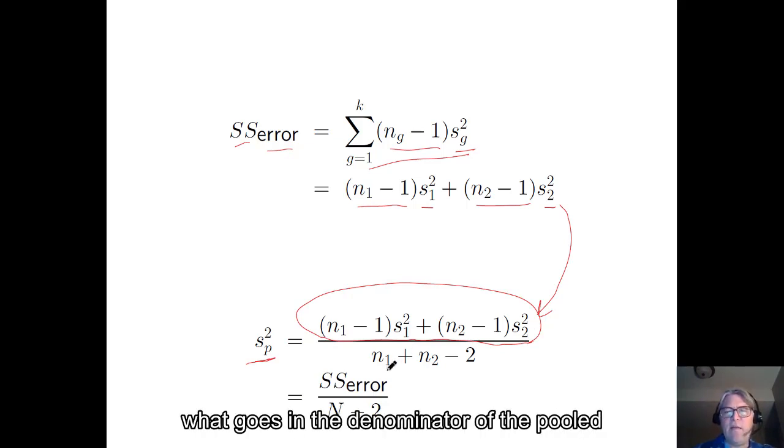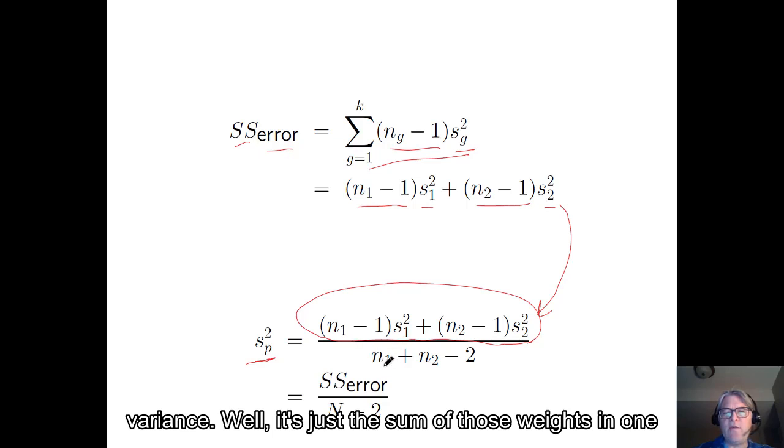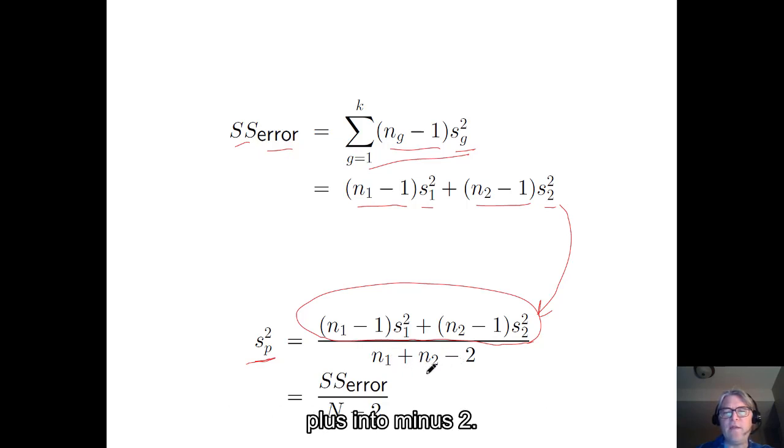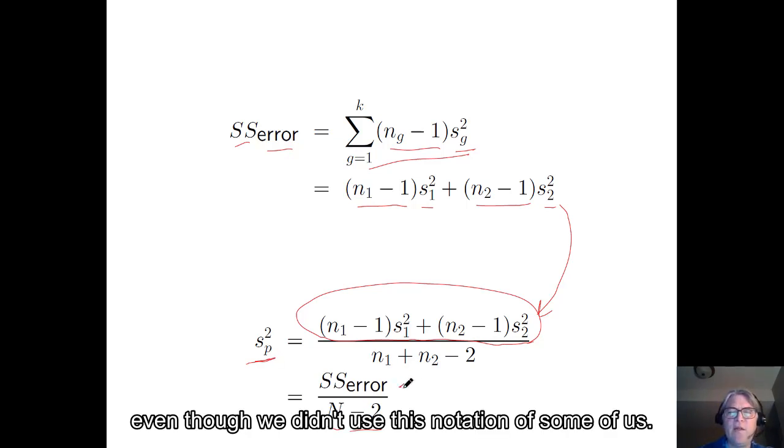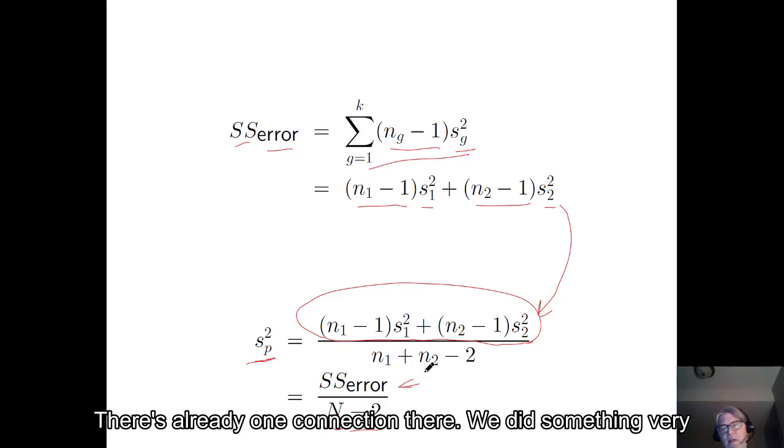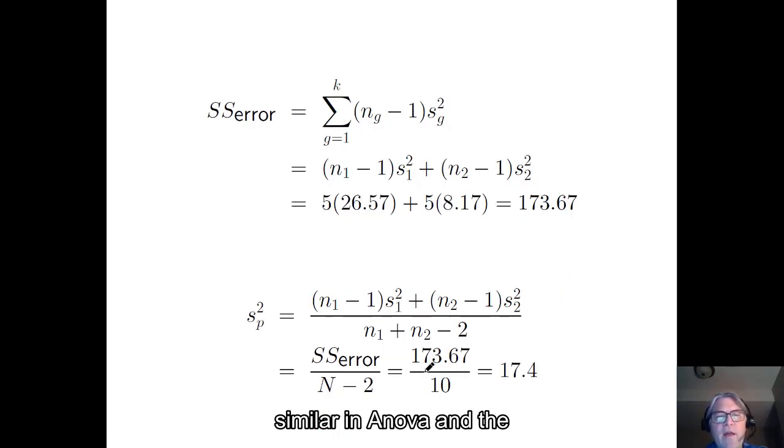And what goes in the denominator of the pooled variance? Well, it's just the sum of those weights, N1 plus N2 minus 2. That's big N minus 2. So it turns out that pooled variance, even though we didn't use this notation of sum of squared errors, there's already one connection there. We did something very similar in ANOVA and a t-test.